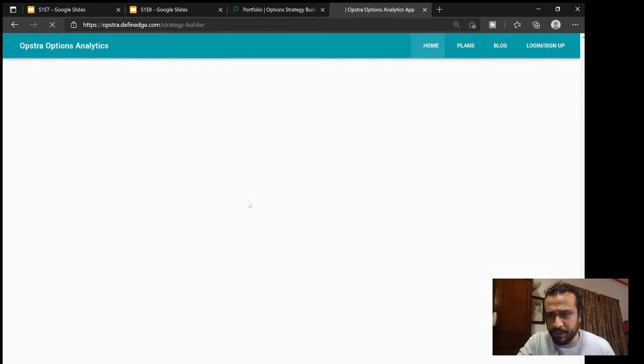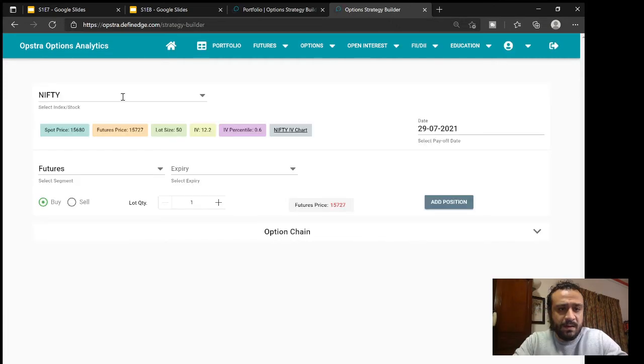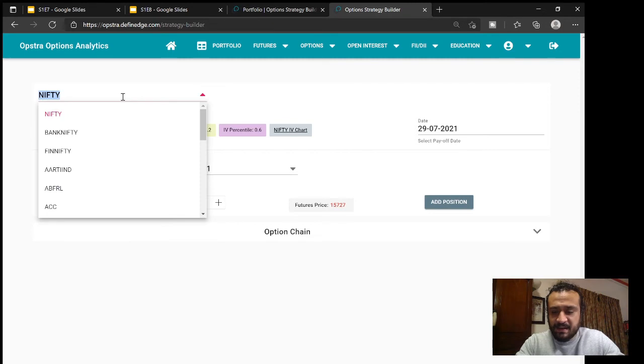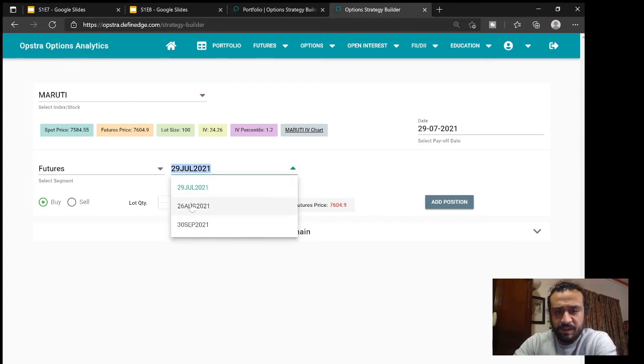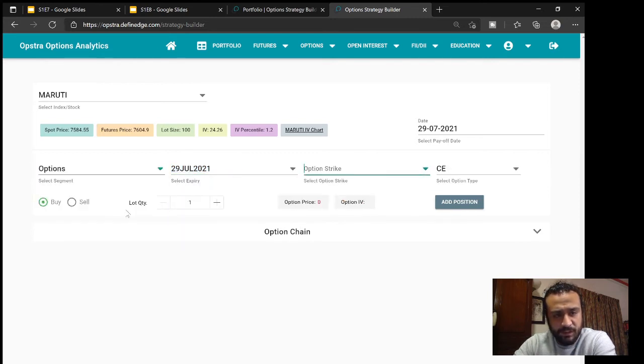Let us take an example of selling an option. Now let's take an example of selling an option of a stock. Let's say, which is your favorite stock? Let's say Maruti Suzuki, right? Somewhere 7500, 7584. Okay. So again, see, there are no weekly options, only monthly options because it's a stock. I want to select options, not futures.